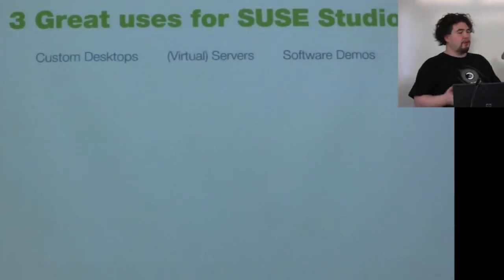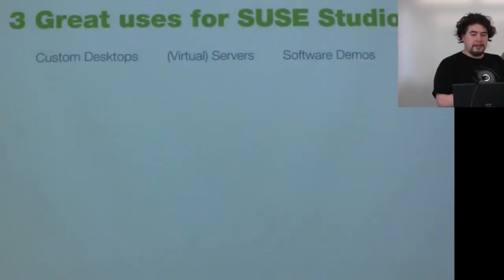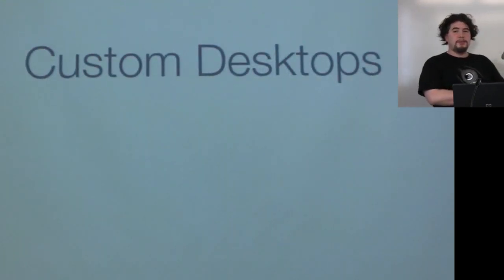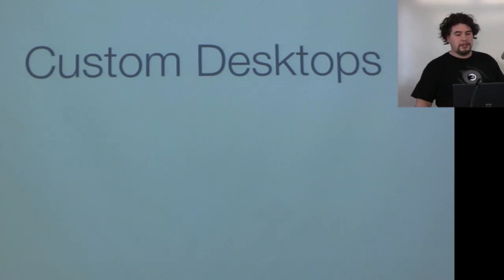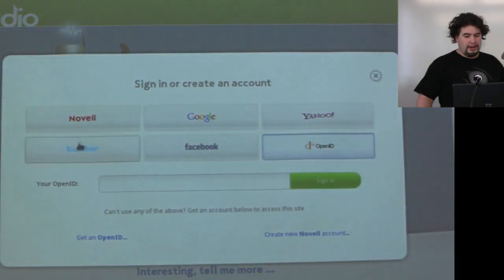So what can you do with Studio? Our top 3 uses for Studio, what we get most people doing with Studio, is creating custom desktops, building and deploying virtual servers or physical servers, and doing software demos. As far as the custom desktop goes, we give you a lot of tools to create a customized desktop. Out of the box, we let you start out picking either a GNOME or KDE desktop.